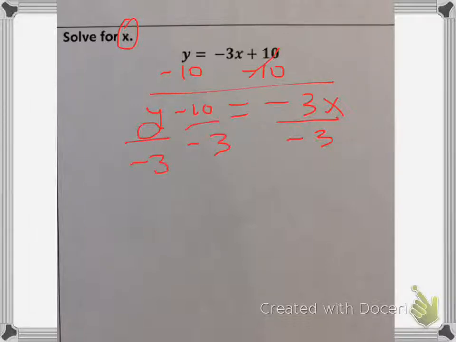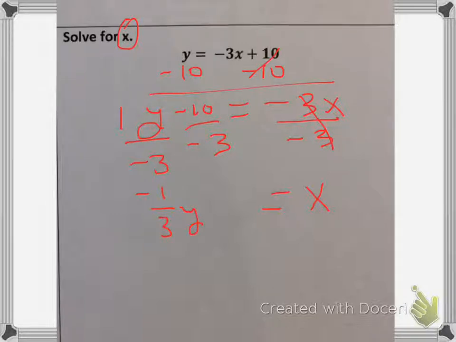I can divide every part of it by negative 3. It's going to cancel over there to just give me the x. Over here, this y divided by negative 3, let's remember that there's one y there, so that would be a negative 1/3 y.